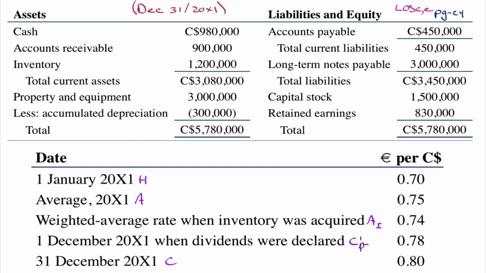So if we wanted to just label them to see what's going on, you're not going to find A sub I and C sub D in the book. This is just something I do to keep it straight in my head. I see C sub D, that's the current rate for dividends. A sub I is the average rate for inventory. There we go. Let's move on.